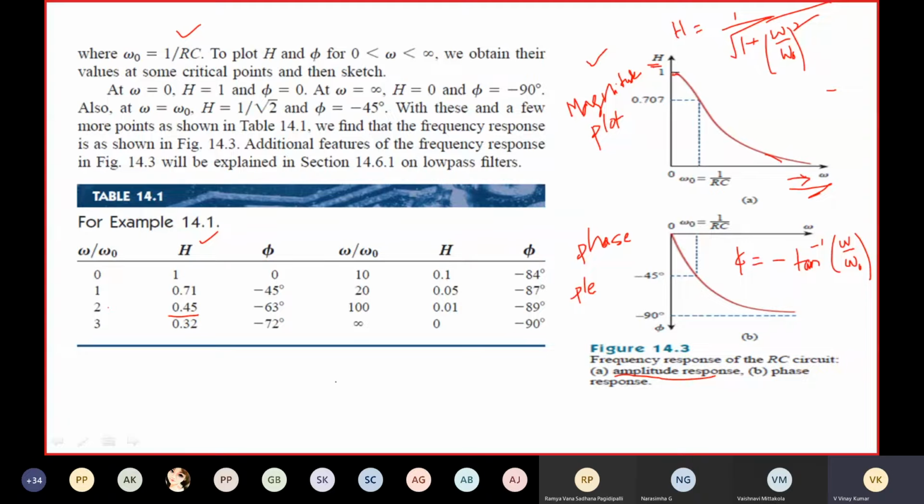Likewise, here you are varying frequency from 0 to infinity. See, magnitude plot means you are plotting the graph between magnitude versus frequency by varying frequency from 0 to infinity. So if you vary frequency from 0 to infinity, you're going to get a graph like this. This graph you can say is the magnitude plot.